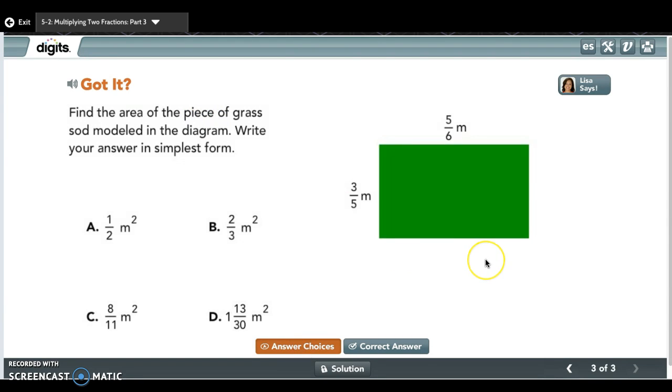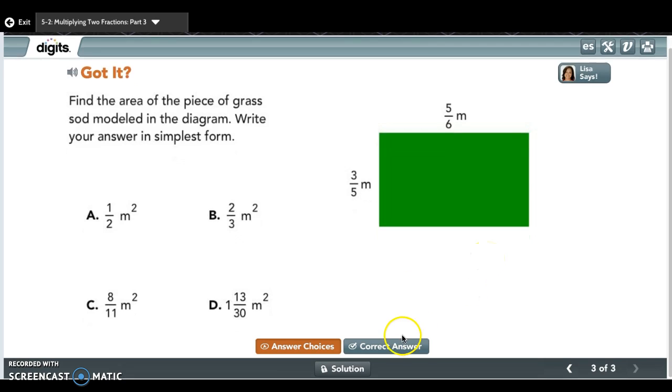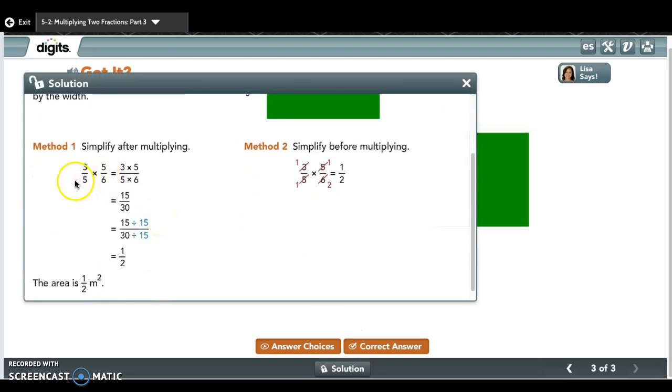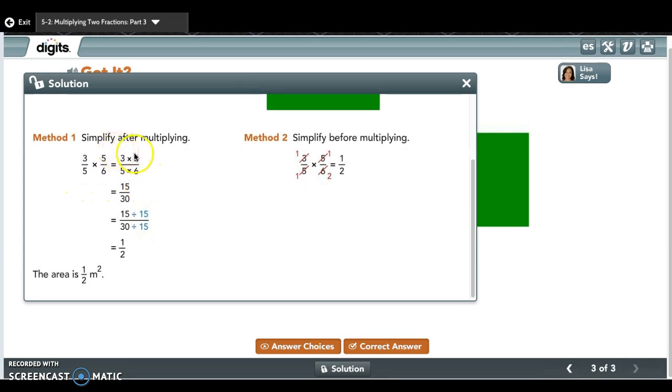All right, here are our answer choices. Correct answer, 1/2 meter squared. And why is that? Well, you're going to multiply length times width, so 3/5 times 5/6. I like method one: 3 times 5, 5 times 6, numerator over denominator. 3 times 5 is 15, 5 times 6 is 30. Now I get 15 over 30.